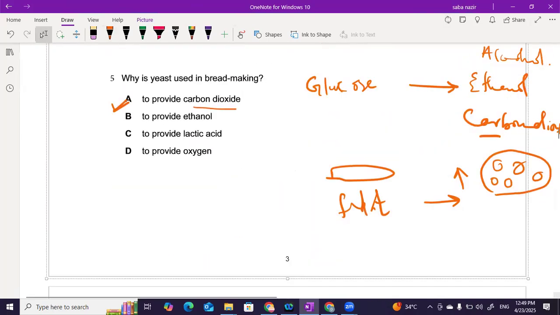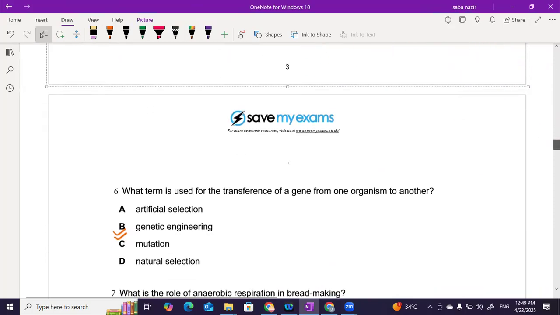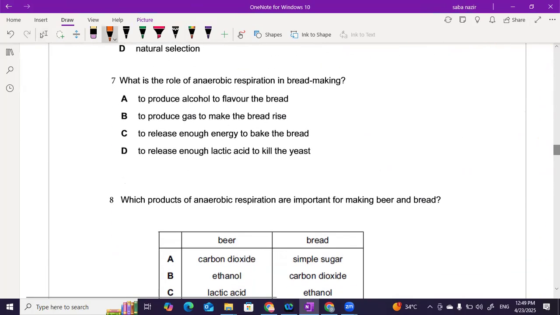Now, question number 7. What is the role of anaerobic respiration in making bread? We did this just earlier. When we are making dough, we actually need carbon dioxide gas that makes the dough rise.